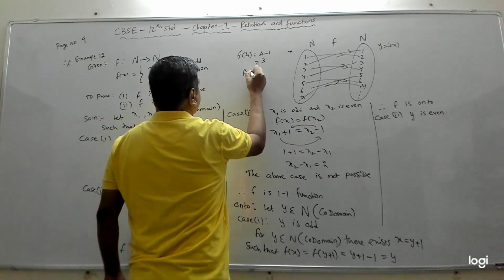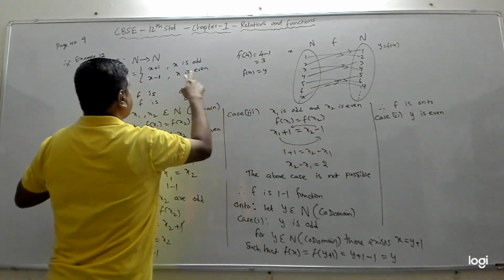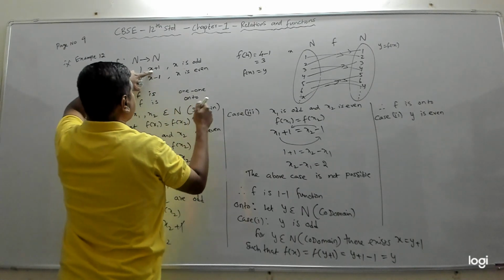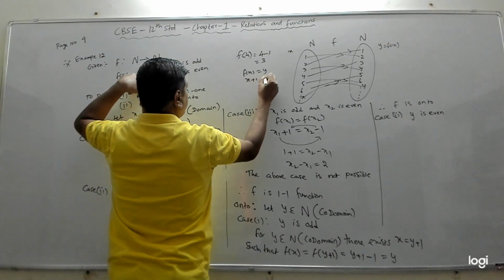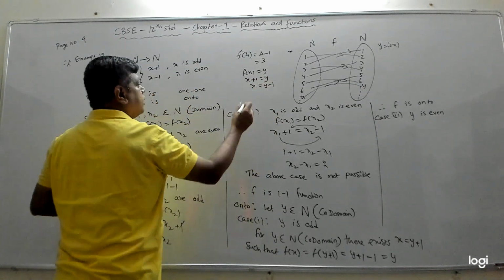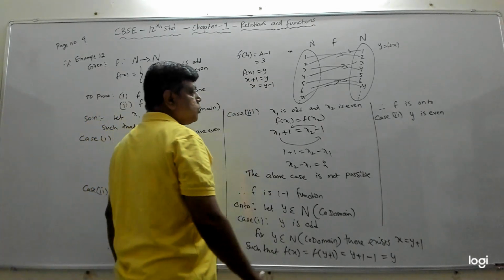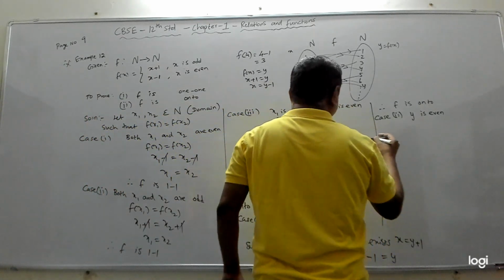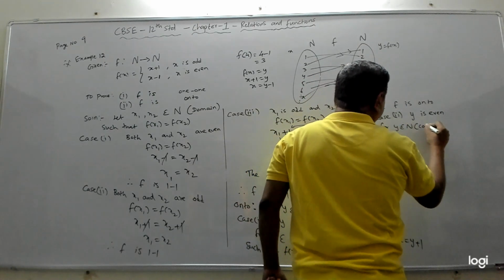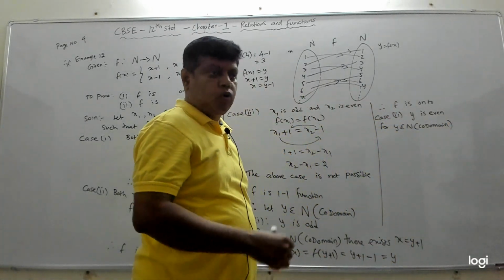So f of x is equal to y, which means y is even. Even means my x is odd, so I should use this function. Here y will become even, so x plus 1 equal to y. My x will become y minus 1. This plus 1 goes to the right side and it becomes minus 1. So y is even means what happens? Again we should say for y belonging to N, codomain.